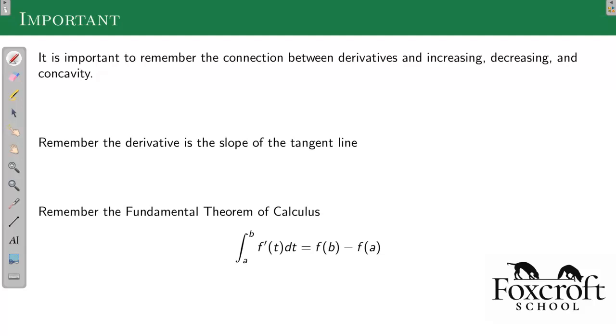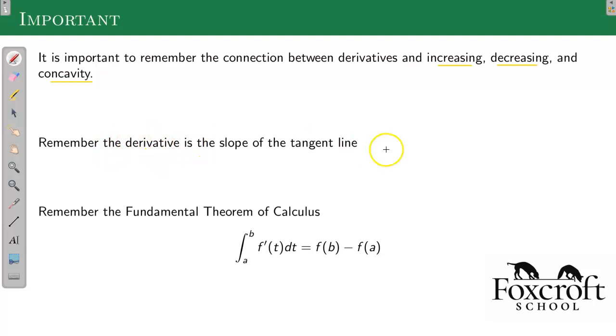So one thing that's important, if they're giving you the graph, whether it's of the original function or the derivative, make sure you remember the connections between the derivatives, increasing, decreasing, and concavity. So if the derivative is positive, your original function's increasing. If your derivative is negative, your original function's decreasing. If your second derivative is positive, you're concave up. Second derivative is all about concavity.